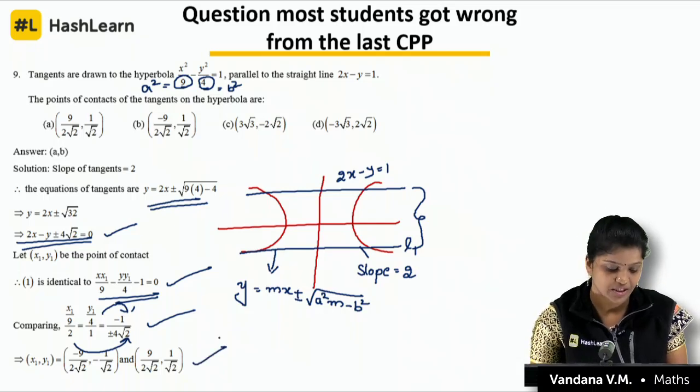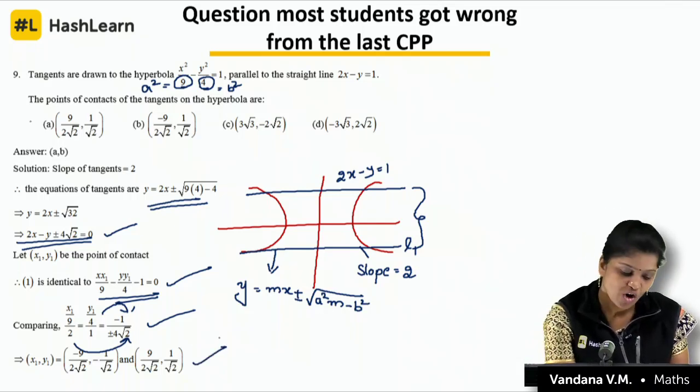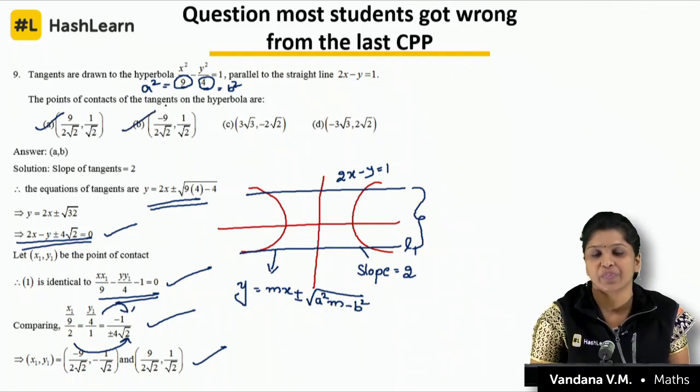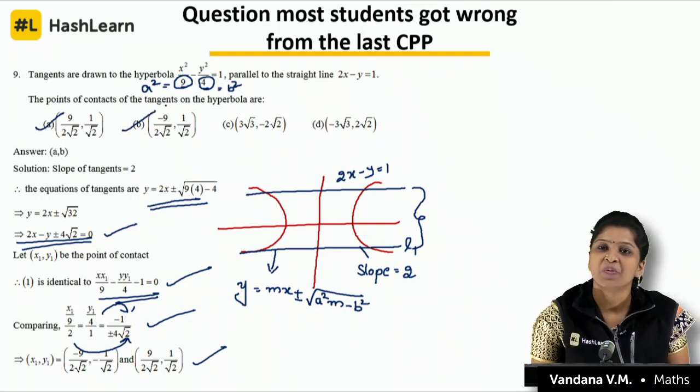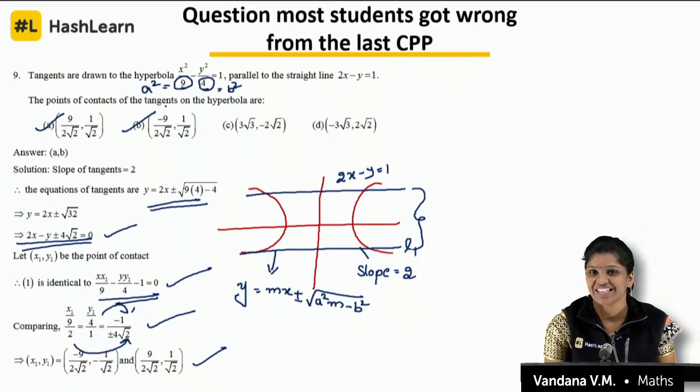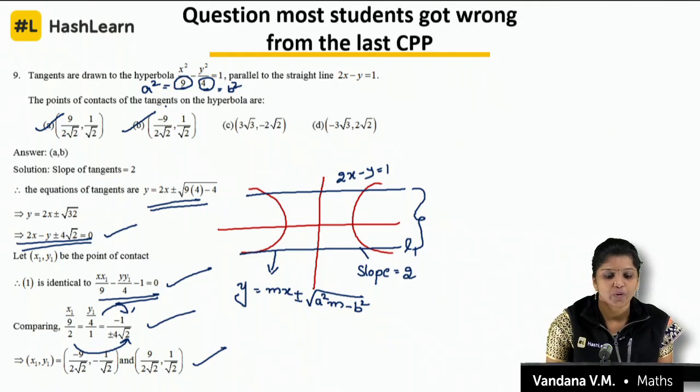So, both the points. Which options are correct? Option A is correct, option B is also correct, but most of you selected A. Not an issue. That's the reason why I did not mention that more than one option is correct. It's okay. So, option A and B both are correct. Clear? Okay.